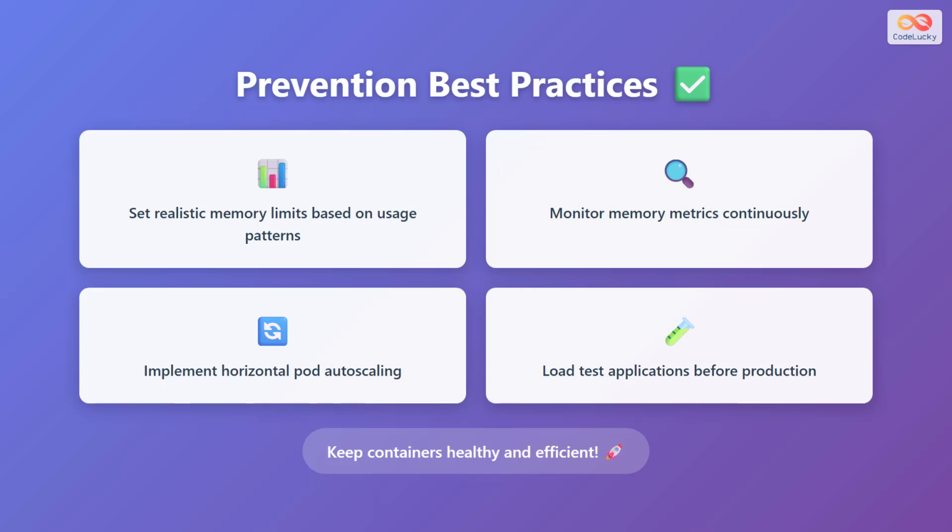Preventing OOMKilled errors requires following several best practices. First, set realistic memory limits based on actual usage patterns rather than guessing. Monitor your applications in development and staging to understand their memory requirements. Second, implement continuous monitoring of memory metrics in production so you can detect issues before they cause outages. Third, use horizontal pod autoscaling to distribute load across multiple pods when demand increases. And fourth, always load test your applications before deploying to production to understand their behavior under stress. By following these practices, you'll keep your containers healthy and your applications running efficiently.